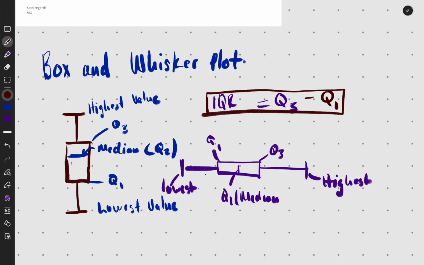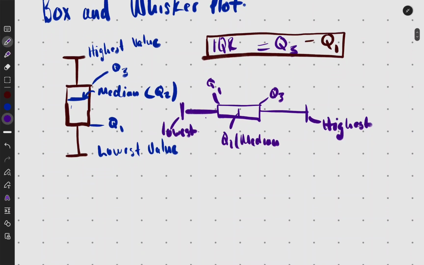Now, first of all, you're going to get your median. You're going to get your Q1. You're going to get your Q3. Don't worry, for this one, we'll show you how to get them. This one is not a problem. But you're going to get your median, you get your Q1, you get your Q3. When you have this, you're going to get your interquartile range.